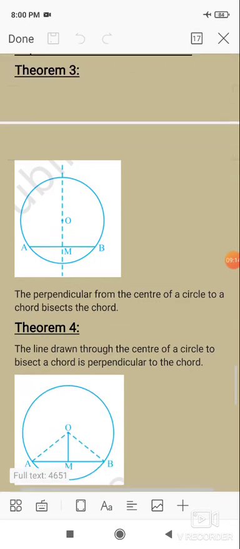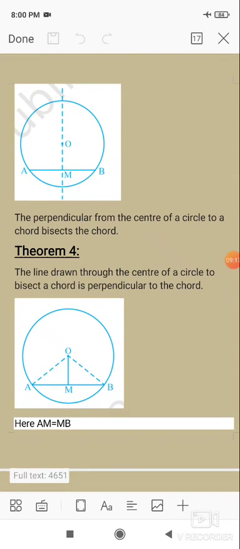Now, theorem 4, the next one. The line drawn through the center of the circle to bisect the chord is perpendicular to the chord. So, it is the reverse of that. Here, AM is equal to MB, the line drawn through the center of the circle to bisect the chord is given. So, AM is BM.